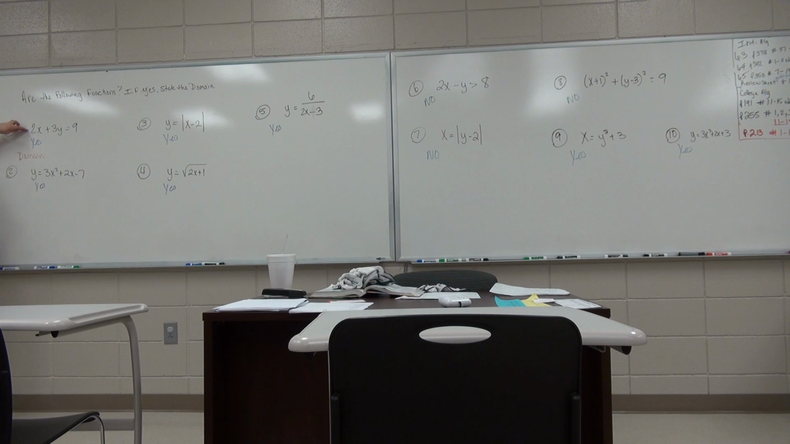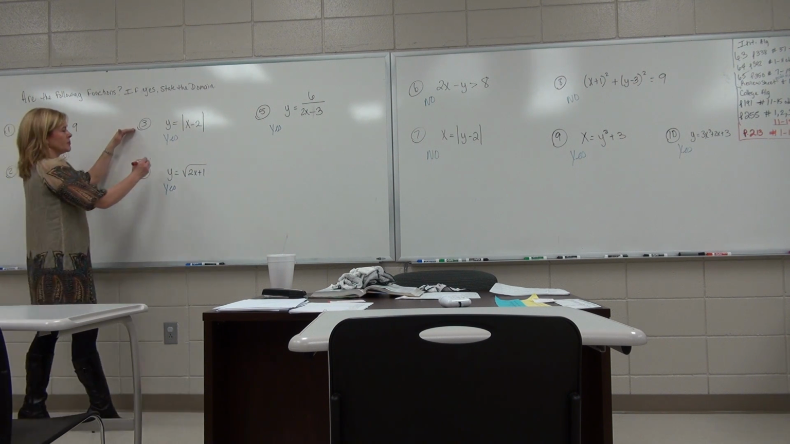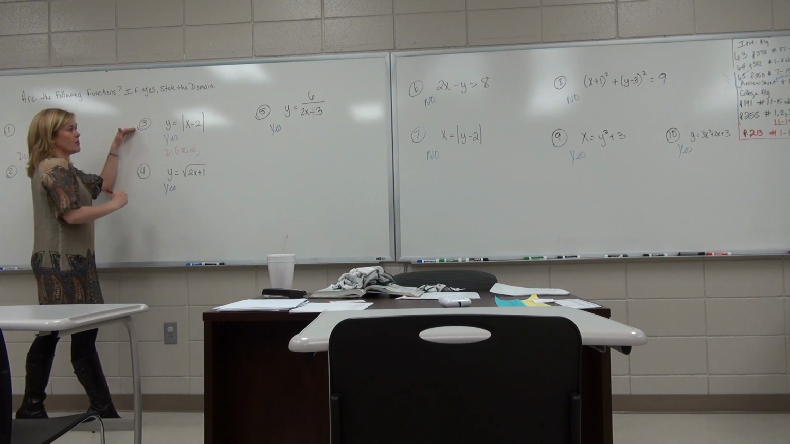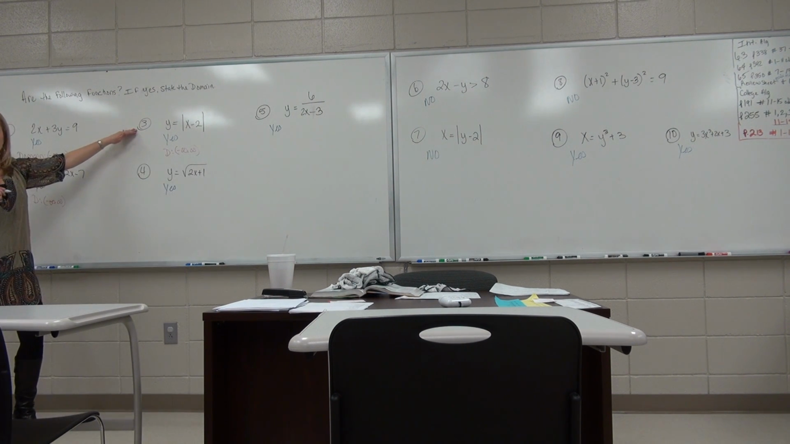So what's the domain here? Negative infinity to infinity. All real numbers. You don't have a square root sign and you don't have an x in the bottom. You don't have a fraction. This one here, all real numbers. All real numbers again. No square root, no x in the denominator. Number 3. All real numbers. No square root sign, no x in the denominator.